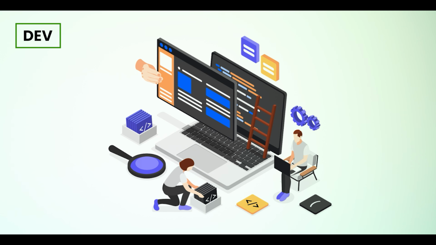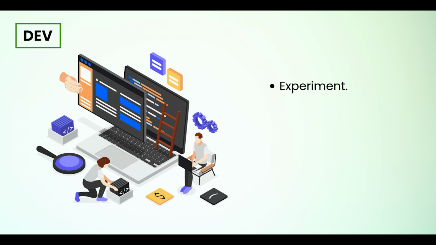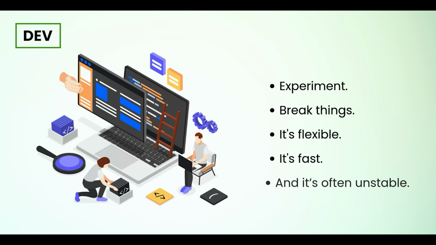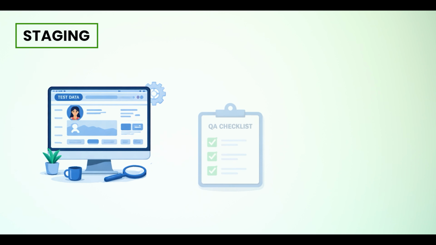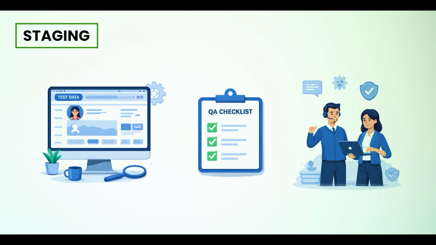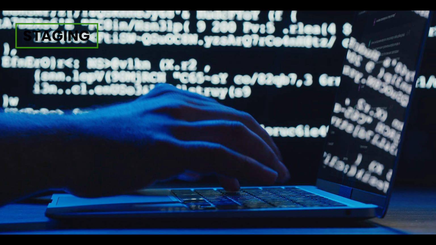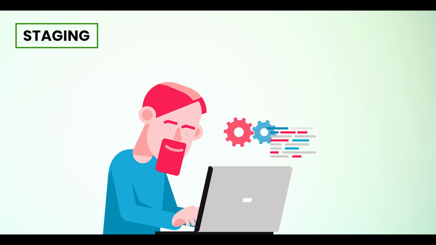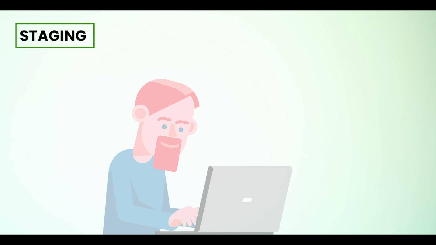Dev. This is where engineers build, experiment, break things. It's flexible, it's fast, and it's often unstable. Staging. Staging mirrors the real product. It looks like production, but it's used for testing. This is the dress rehearsal. If something fails here, users never see it.